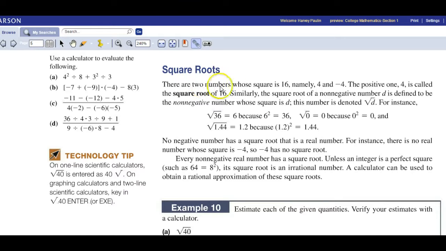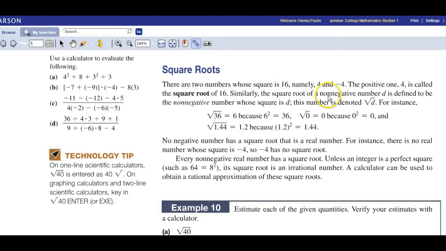Now there are two numbers whose square is 16. Namely 4, if you square it, is 16. And then, parentheses around the negative 4, negative 4 times negative 4 is also 16. The positive one, 4, is called the square root of 16.